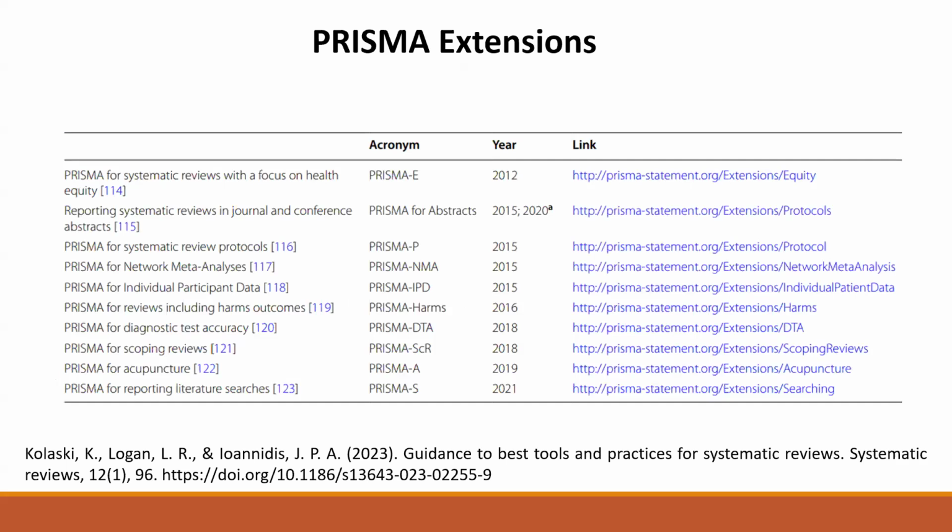There are also PRISMA extensions. If you go through the PRISMA website, or you can also go back to the study conducted by Kolaski. In their paper, they have mentioned the different types of PRISMA tools. Like you have PRISMA for systematic reviews, PRISMA for protocols, PRISMA for network meta-analysis, PRISMA for diagnostic test accuracy, PRISMA for scoping reviews, or different kinds of literature searches. Even for literature search reporting, there is a PRISMA checklist which you can refer to.